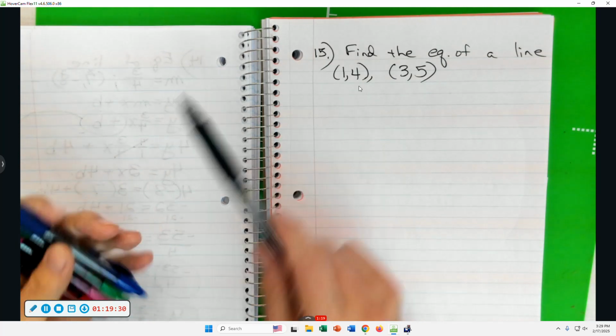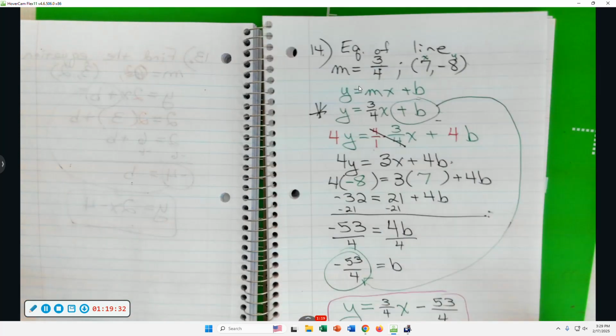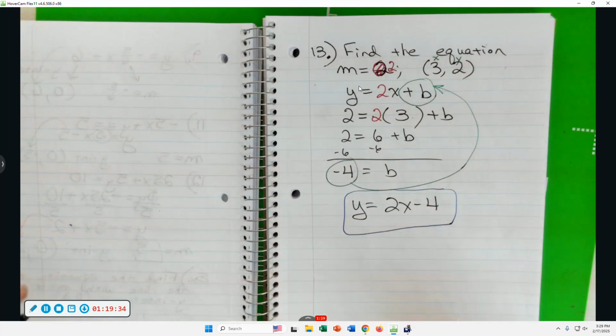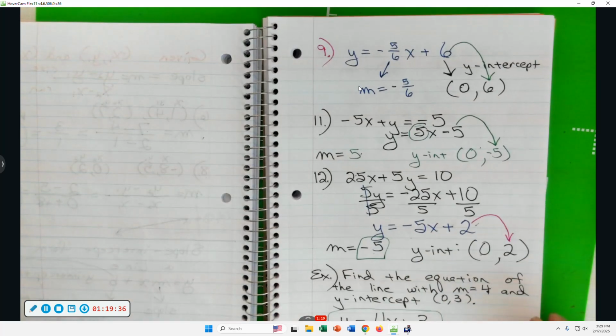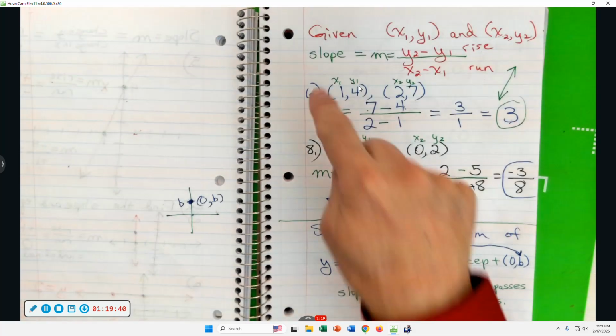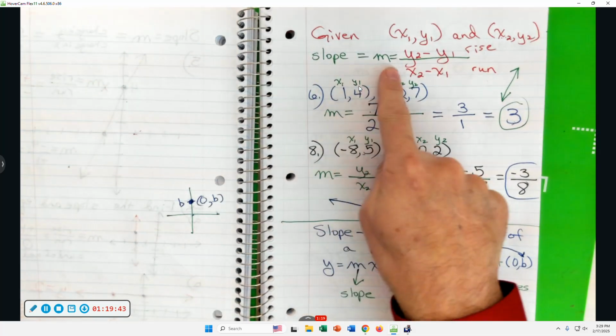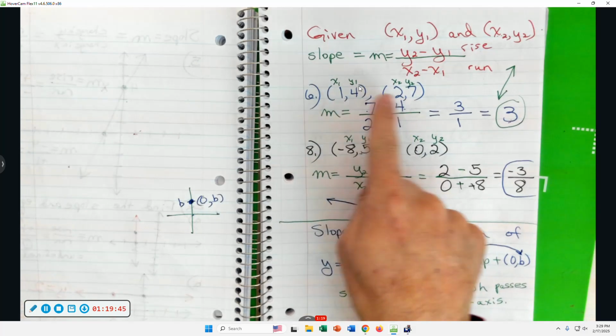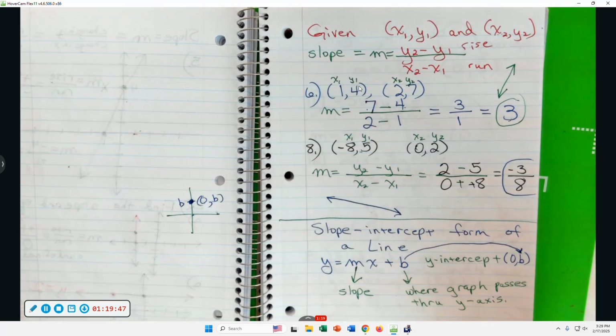Let's look through the work and see when else we were given two ordered pairs. Where else today? The rise over run. Yeah, 6 and 8, the slope formula. That's when we were finding slopes. That's when they were giving us 2 points.